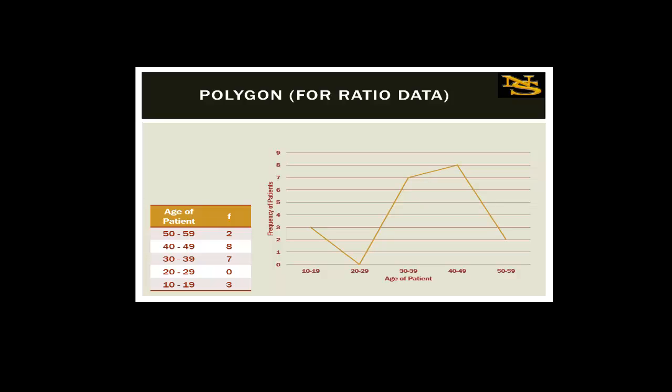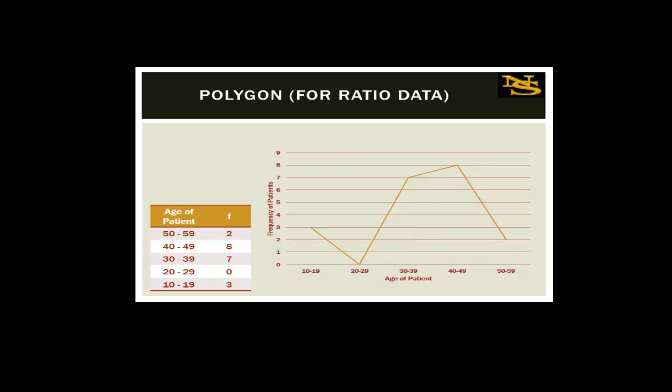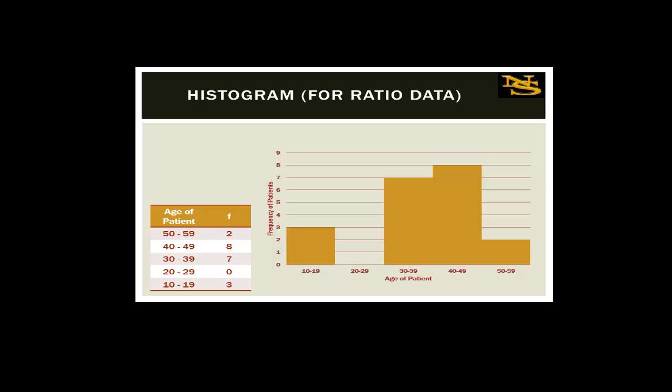Just like before, if you're using ratio or interval data, you can put it into a polygon if you like. Again, that helps you detect shape, which I'm going to talk about next. So you can see how these two pictures correspond with one another. Polygon, you're using lines. Histogram, you're using bars.